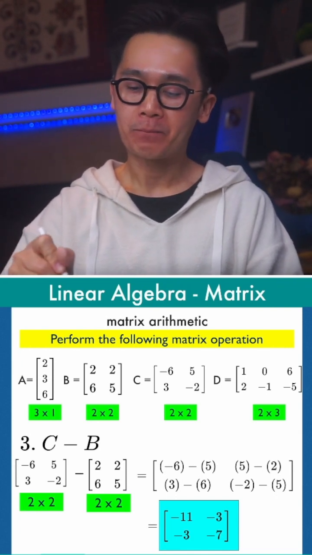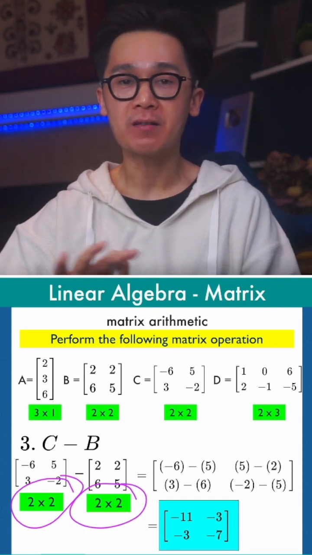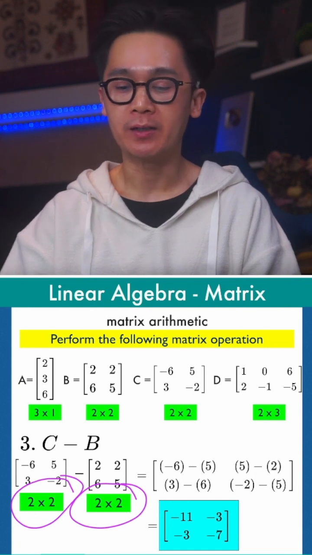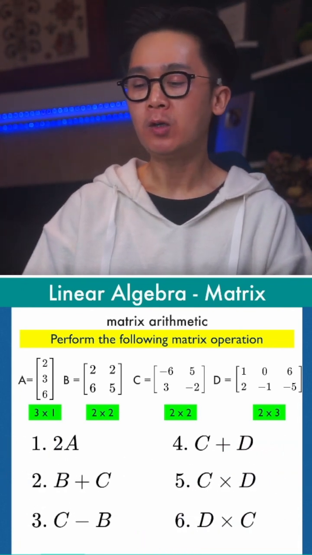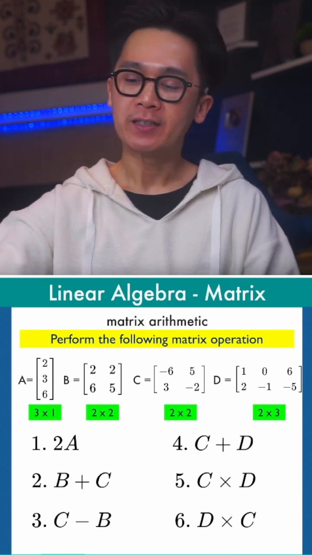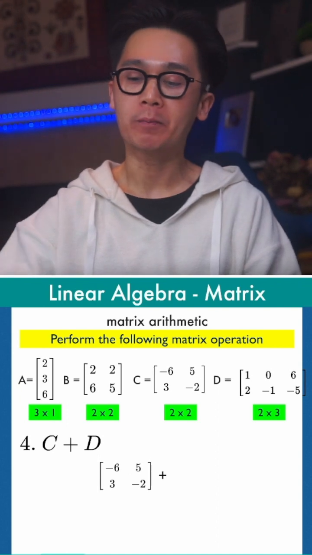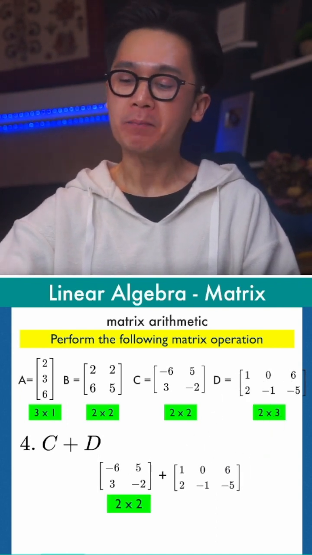And again, knowing that the orders of your 2 matrices are the same, you can perform subtraction and also addition of these matrices. Now for problem number 4, we have C plus D. So let's have matrix C right here, which happens to be a 2x2 matrix, and matrix D, which is a 2x3 matrix.